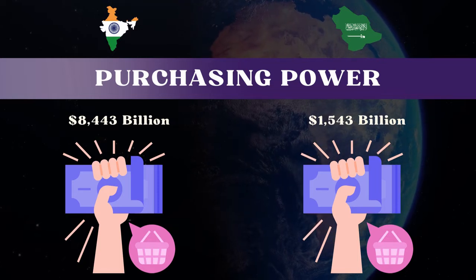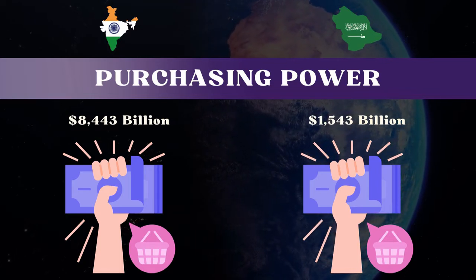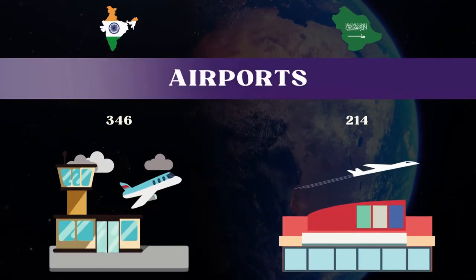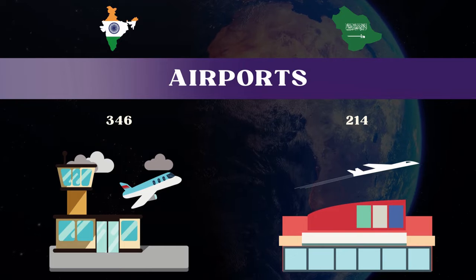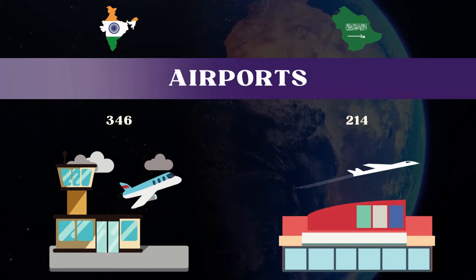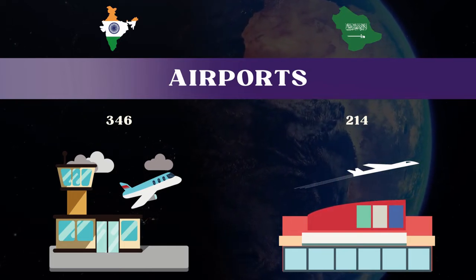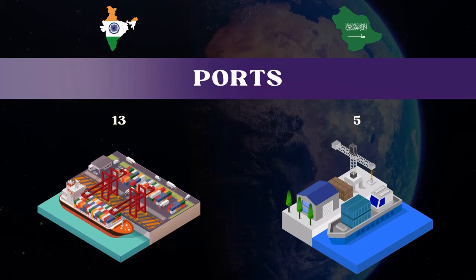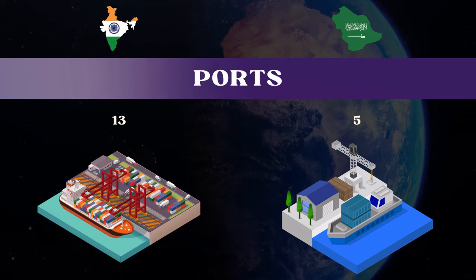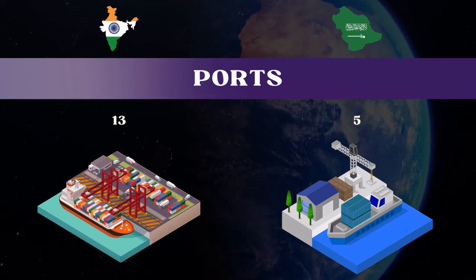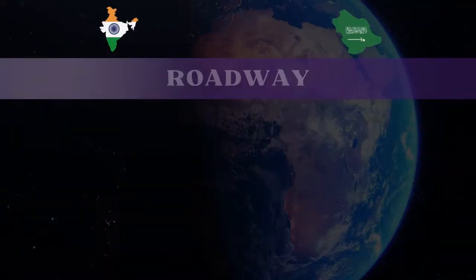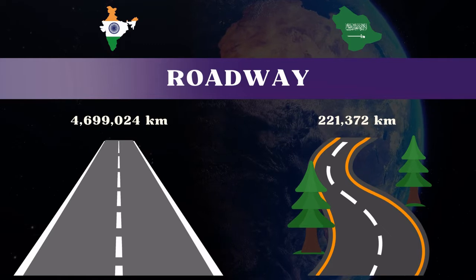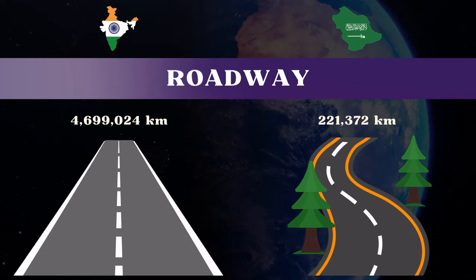Purchasing power of India is higher than Saudi Arabia. India has 346 and Saudi Arabia has 214 airports. India has 13 and Saudi Arabia has 5 ports. Indian roadway length exceeds 4 million kilometers and Saudi Arabia has 221,372 kilometers of roadway.